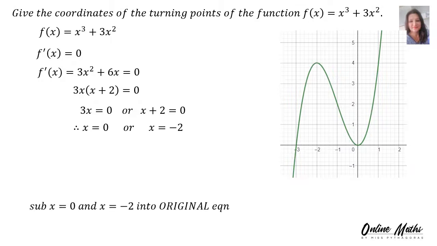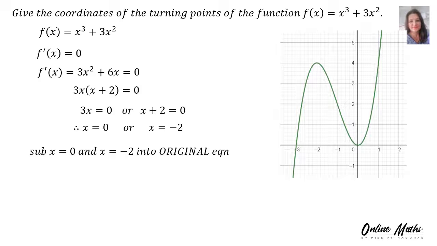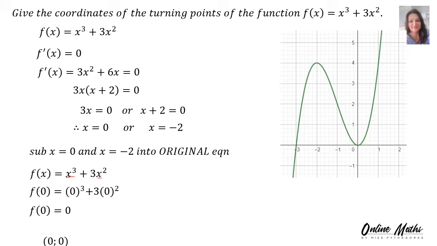Then every x has an original y value. That means that now you will substitute x is 0 and x is negative 2 into the original equation. Therefore, there's your original equation. In x's place, everywhere where you see x, you will substitute 0 and you end with the point 0, 0. Now have a look at the sketch. There at the point 0, 0, you will find your first turning point or your first stationary point, and that is also the local minimum.